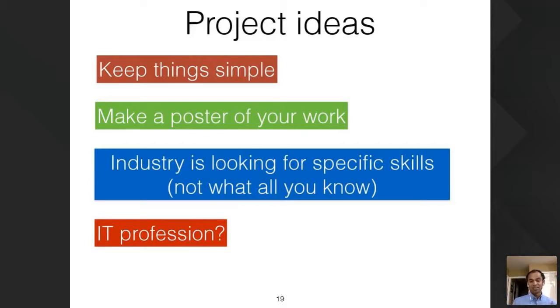Industry is looking for specific skills, not everything about mechanical engineering. They're looking for specific skills. I put a question mark on the IT profession because I did not go into the IT profession, but I am sure if you have good skills and that resume and give it to an IT company, they'll take you. Believe me. I did get my IT job when I was in Anna University, but I didn't join the IT profession. But believe me, try to market yourself really well.